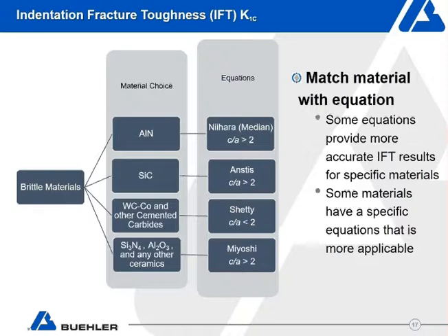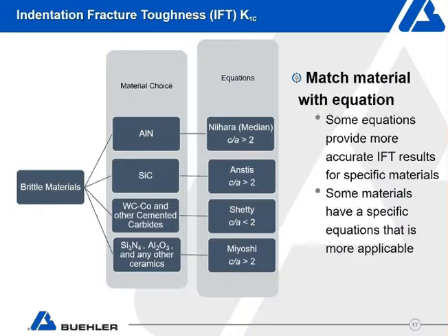Other components like tungsten carbide cobalt components, or cemented carbides, or if you're looking at silicon nitride, alumina, and other ceramics. So there are equations that have to be selected, and this selection of these equations is predominantly determined by the C/A ratio, which I will explain in the next slide.